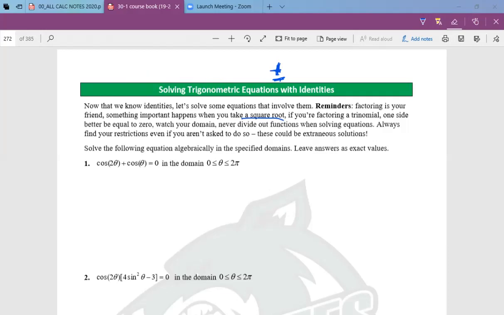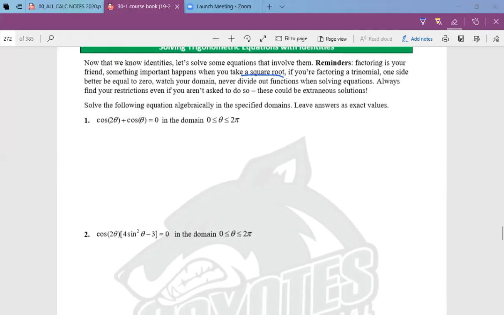Watch your domain. We will have restrictions that will often give extraneous solutions. Never divide out your functions when you're solving the equation. We will have examples of each of these as we go along. And restrictions, of course, you should always state them whether you're asked to or not, and watch for extraneous or phantom solutions happening because of our restrictions. We can sometimes tell that solutions actually aren't part of what we're trying to look for here.